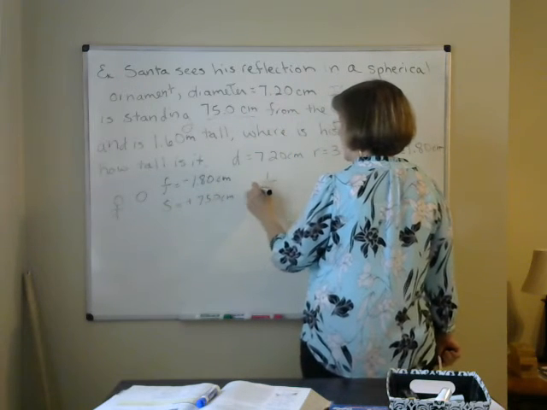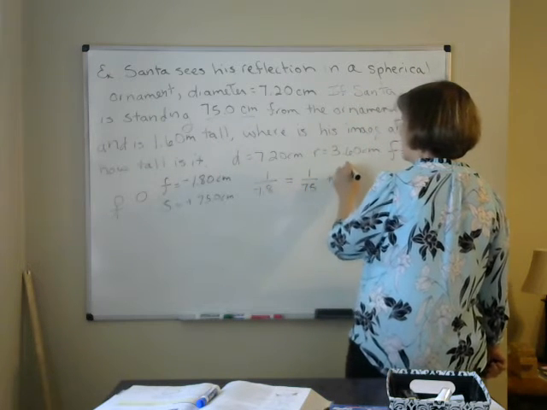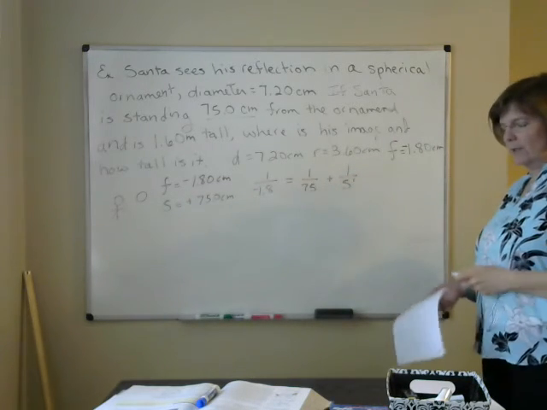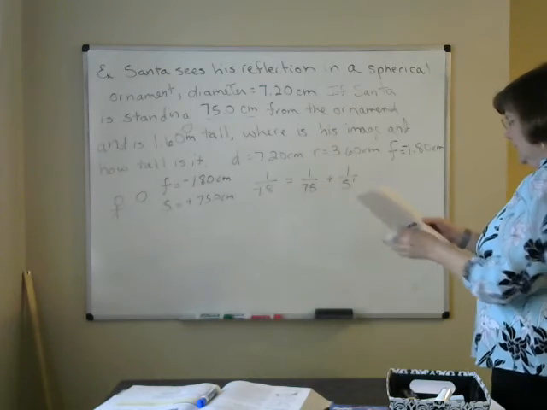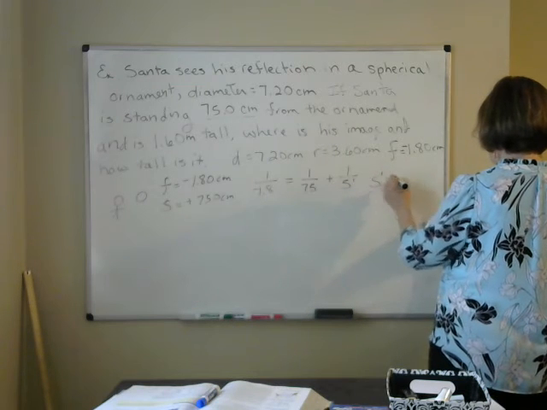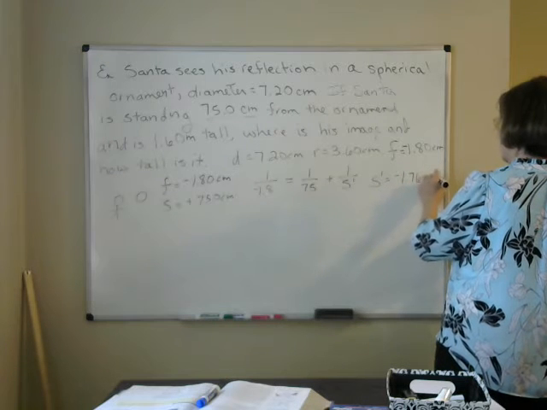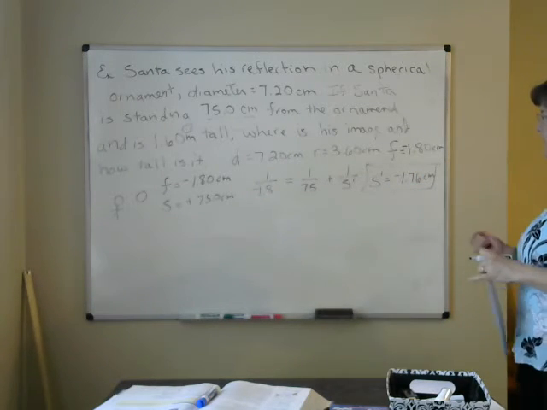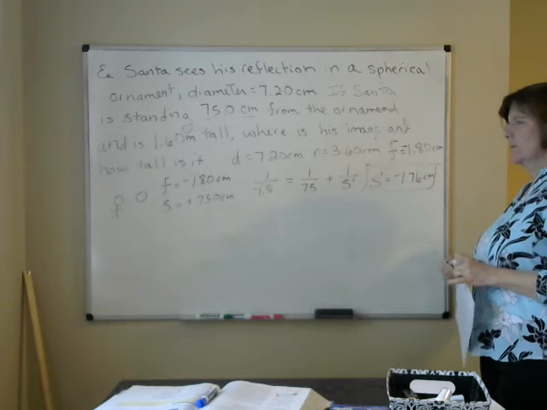So 1 over negative 1.8 has to equal 1 over 75 plus 1 over S prime. That's our 1 over F equals 1 over S plus 1 over S prime. We're going to put that in a calculator, and we're going to find out that S prime comes out to be negative 1.76 centimeters. So when he sees himself in that ornament, he sees a little teeny tiny Santa Claus that's just a little less than 2 centimeters behind the surface of the ornament, okay?